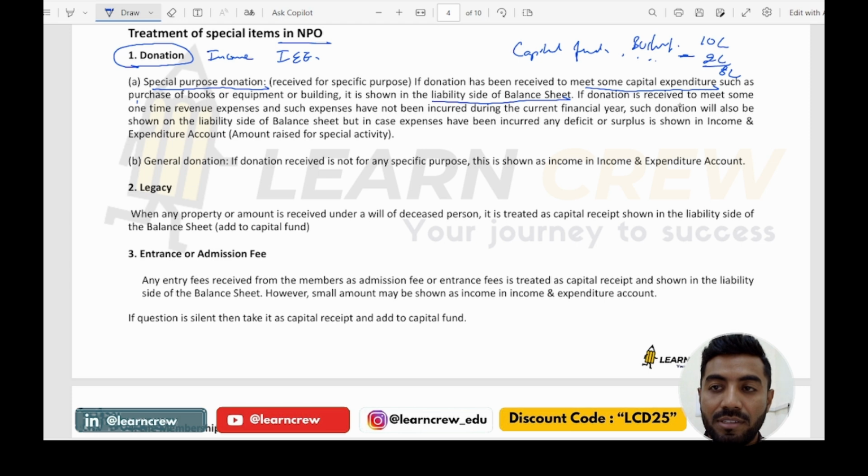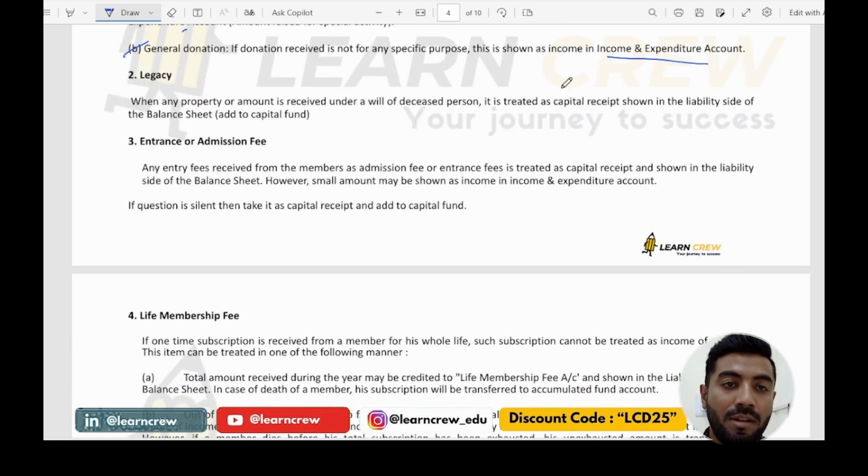Okay. If a donation is received to meet some one-time revenue expenditure, and such expenses have not been incurred during the current financial year, such a donation will also be shown on the liability side. But in case expenses have been incurred, any deficit or surplus is shown in the income and expenditure account. Okay. Done. General donation will be taken in income and expenditure. Okay. Done. Then coming to legacy.